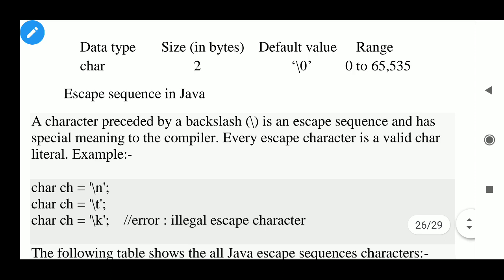Escape sequence in Java. A character preceded by a \ is an escape sequence and has a special meaning to the compiler. Every escape character is a valid character literal. Example, char ch = '\n' for new line. Char ch = '\t' for tab. Char ch = '\k' is an error. \k is not allowed.